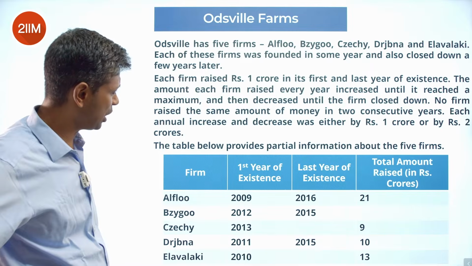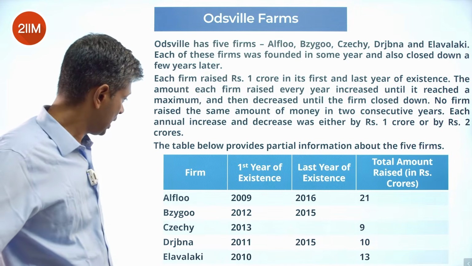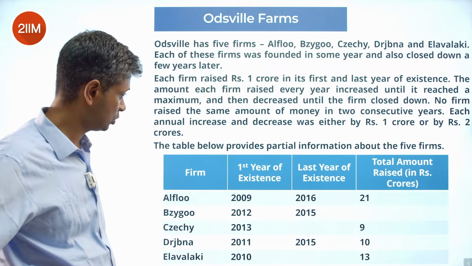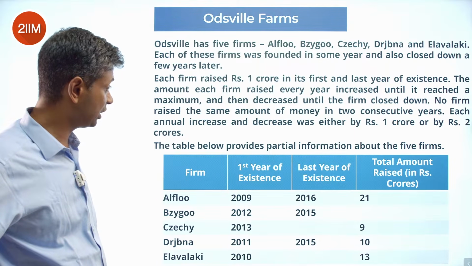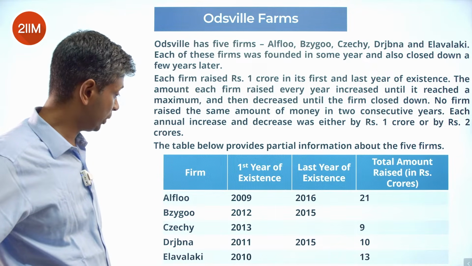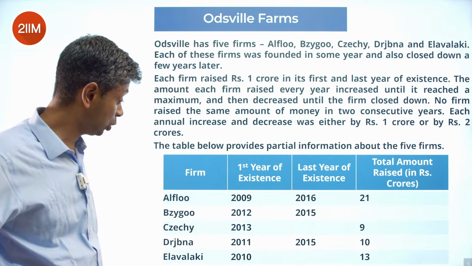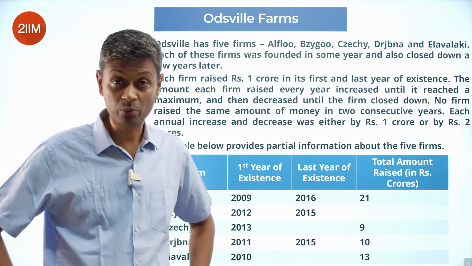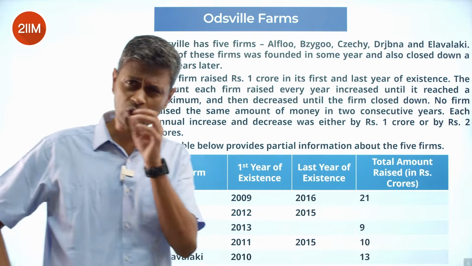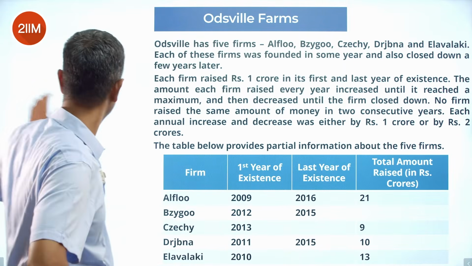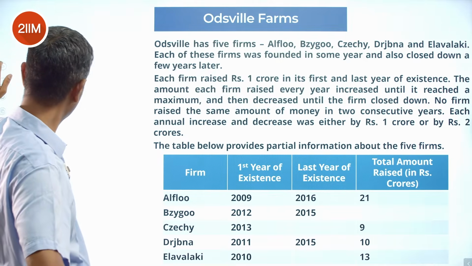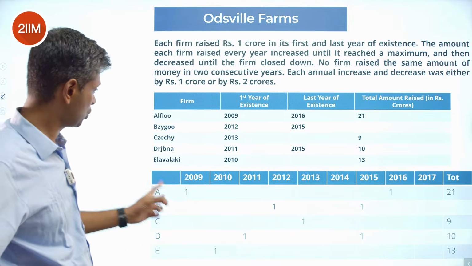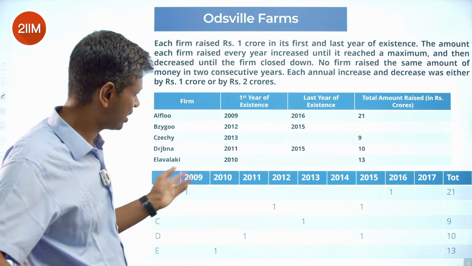The table below provides partial information about the 5 firms. A, 2009 to 16, 21 crores total amount. B, 12 to 15, amount is not given. C, was started in 2013, raised 9 crores. D, 2011 to 2015, 10 crores. E, 2010, 13 crores. Initially when I saw this, I thought there was not enough information. Each question would be a separate thing. No, there's lots of information hiding in here. I didn't sense it first. And it's a beautiful set, because once you get the hang of that, this just opens up. Each firm raised 1 in the first and last year of existence, 1 and 1. Wherever first and last year are there, I'm putting 1 and 1.